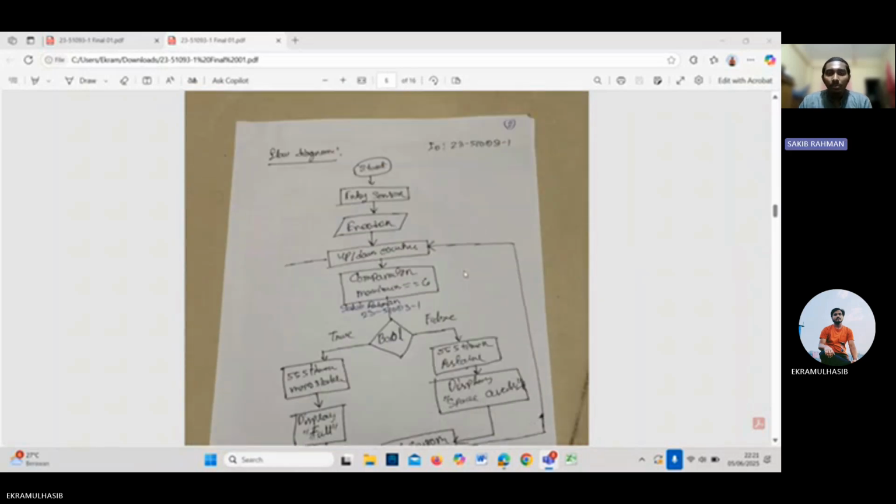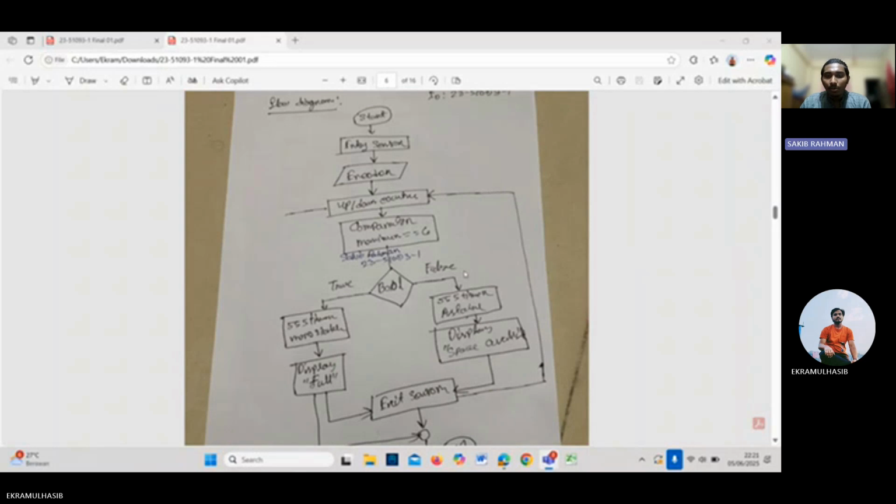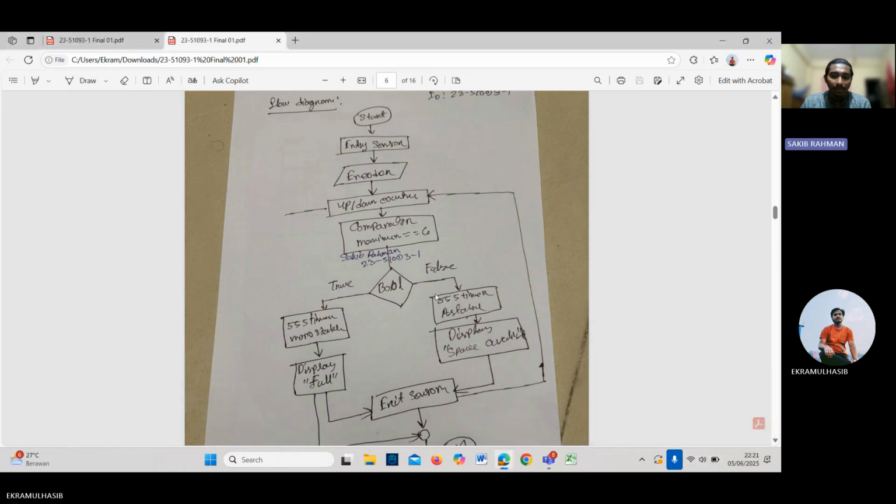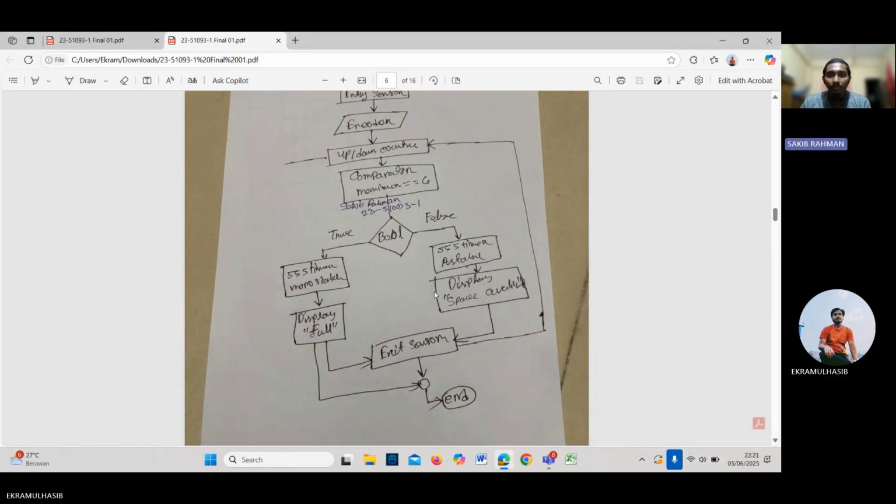In the flow diagram, I have shown the sequence of the system that is going to be passed around, and from the start to end, I have the sensor, encoder, up-down counter, and comparators. We have used Boolean to identify true and false, and the monostable and 555 timer display to show full and space available. After the exit entry, we end the flow diagram.